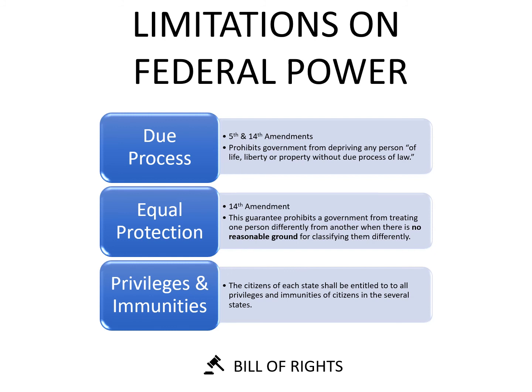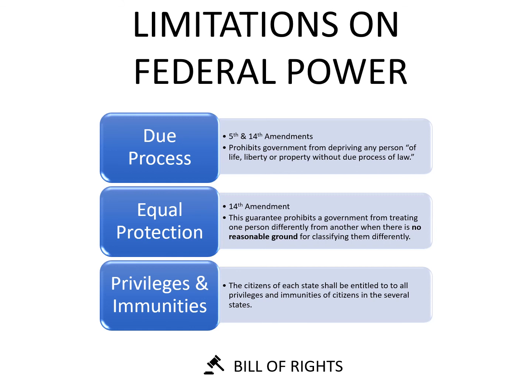Due process is a limitation on federal power because it prohibits the government from depriving any person of life, liberty, or property without due process of law. So you cannot lose your life, you cannot be imprisoned, put in jail, which kind of covers both life and liberty, or have something taken from you without due process of law. Now, does this mean it can't be taken from you? No. What this means is that there's a process that must be followed, i.e., this sounds like a procedural law.